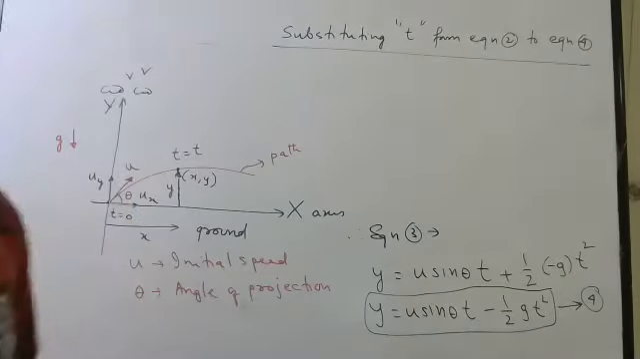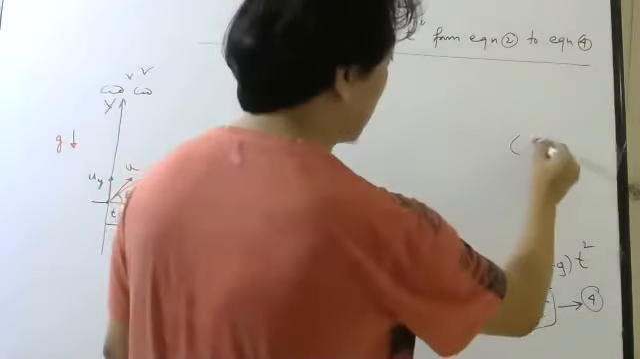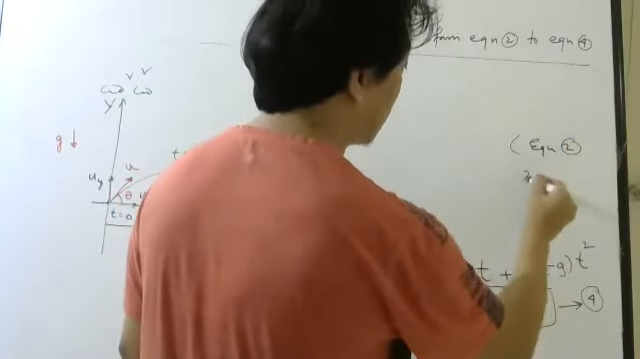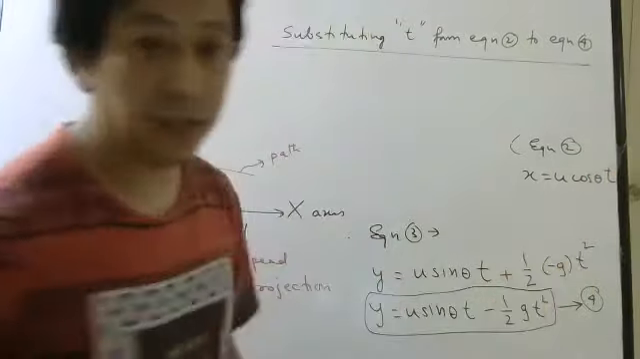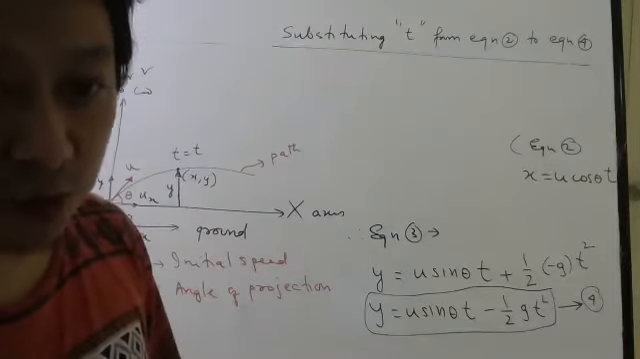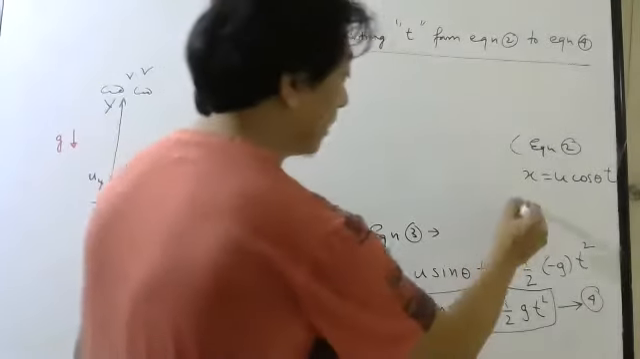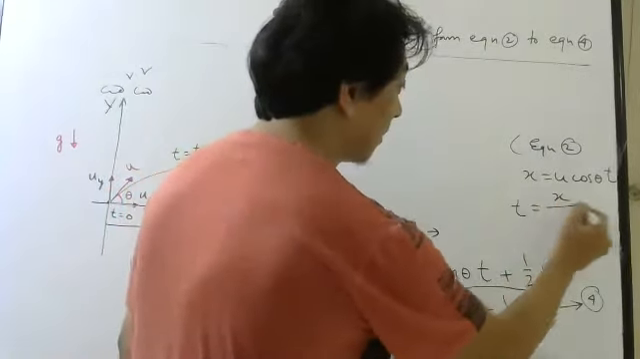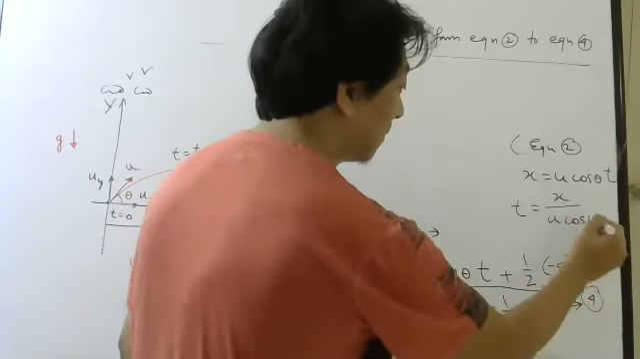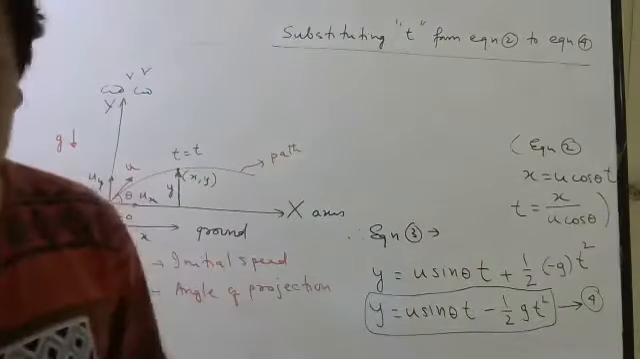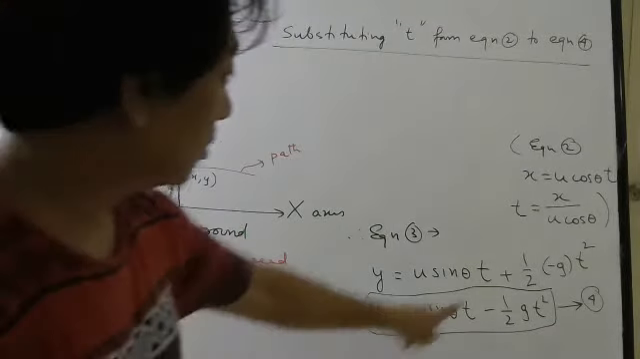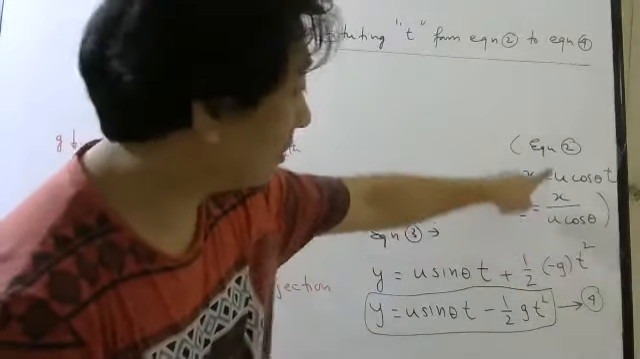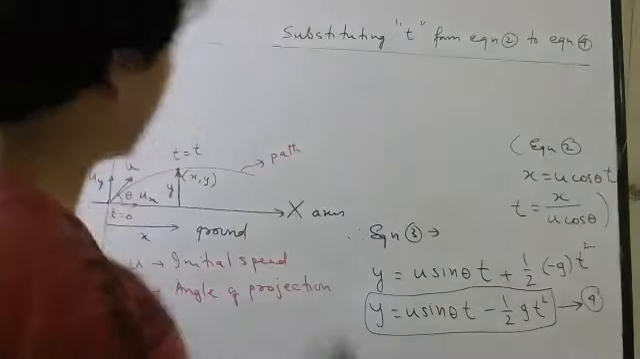Okay. So those who remember equation 2, how it was? Equation 2 was x equal to u cos theta t. So what will t equal to? X divided by u cos theta. Yes or no, students? Because we know t is common between x and y. So this t from equation 2, I will substitute here.